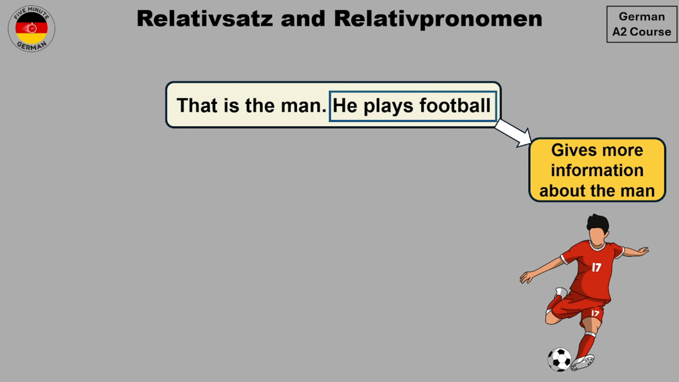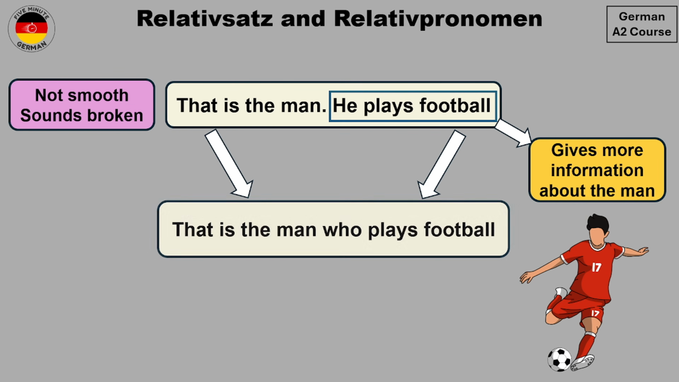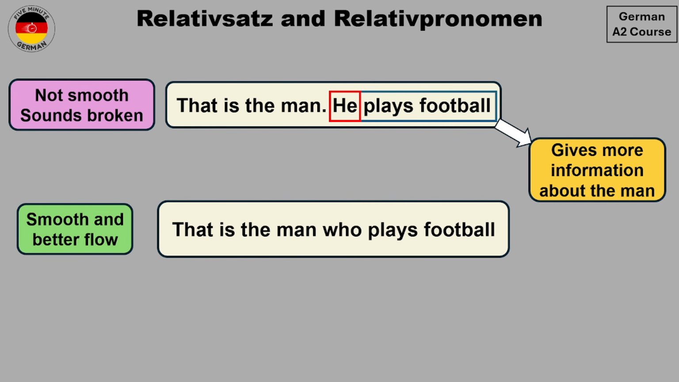Now when you read these sentences, you see that the flow is not smooth and it sounds broken. This is because these are two separate sentences. We can write these two sentences in another way: that is the man who plays football. Now this sentence is smoother and has a better flow because it is one sentence. There's also a difference: in the first example, we used the personal pronoun he to refer to the man in the first sentence, whereas in the second sentence, we have used who to refer to the man.